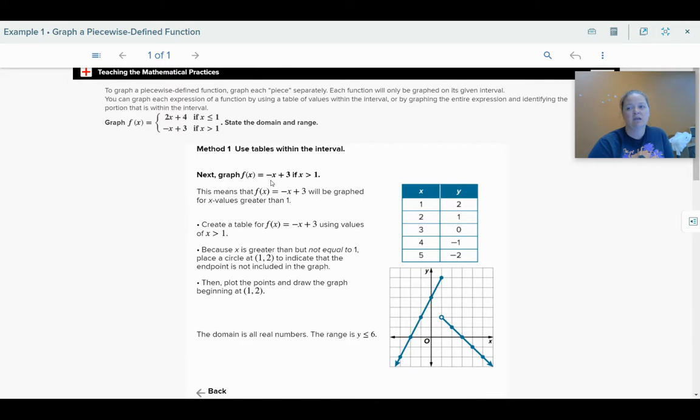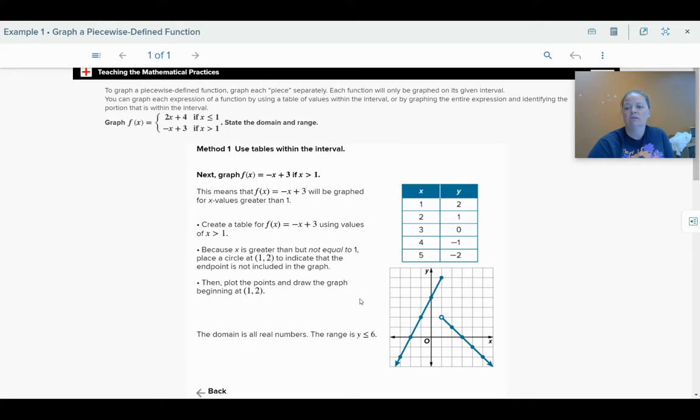Next, we do the same thing for negative x plus 3 if x is greater than 1. So we're starting at 1, and we're using numbers bigger than 1, so 2, 3, 4, 5, etc. Then we plug in 1 for x and solve it. We get 2. Plug in 2, we get 1. Plug in 3, we get 0, so on and so forth. And we plot those points and create our line for that.